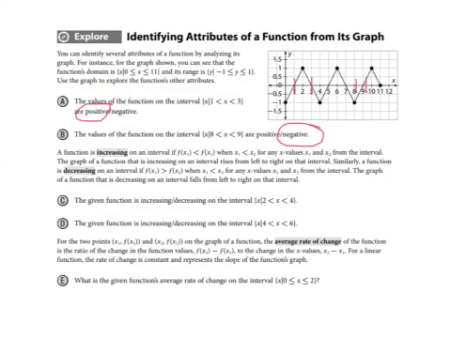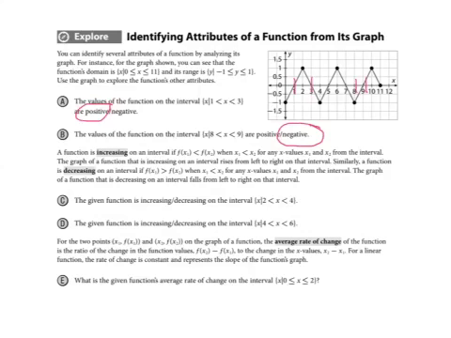A function is increasing on an interval if f of x1 is less than f of x2 when x1 is less than x2 for any x values x1 and x2 from the interval. The graph of a function that is increasing on an interval rises left to right on that interval. Similarly, a function is decreasing on the interval if f of x1 is greater than f of x2 when x1 is less than x2 for any x values x1 and x2 from the interval. The graph of a function that is decreasing on the interval falls from left to right on that interval.